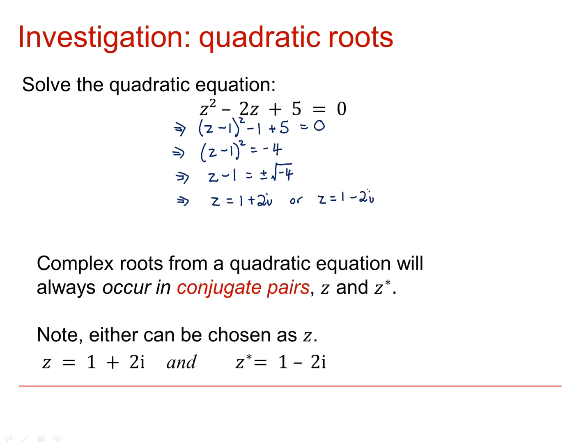Remember that complex roots from a quadratic equation with real coefficients always occur in conjugate pairs, z and z*. And we can choose either of those complex numbers as z, and the other one will be z*.